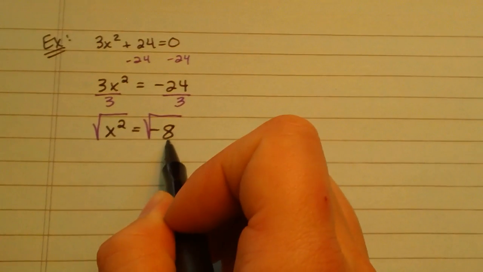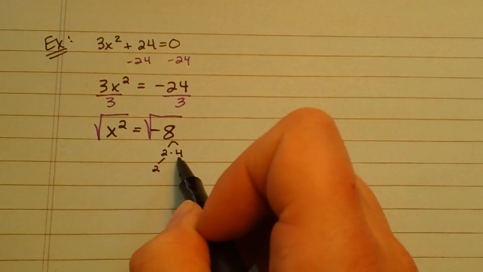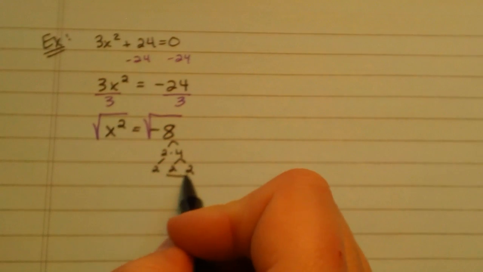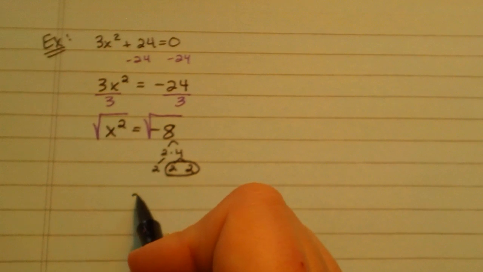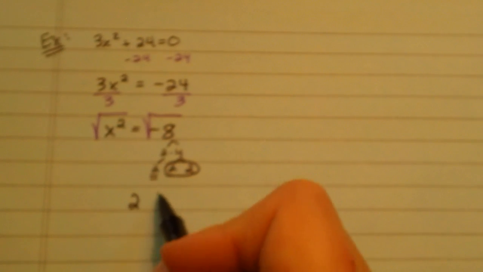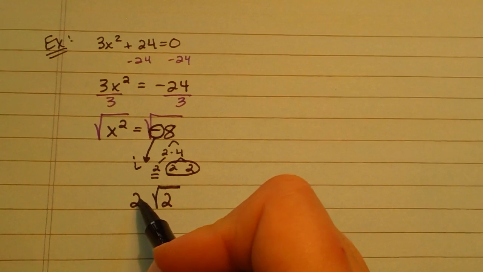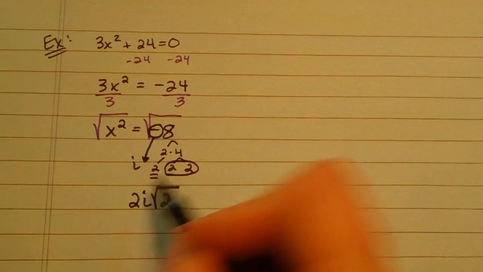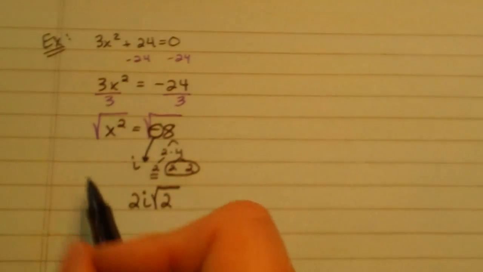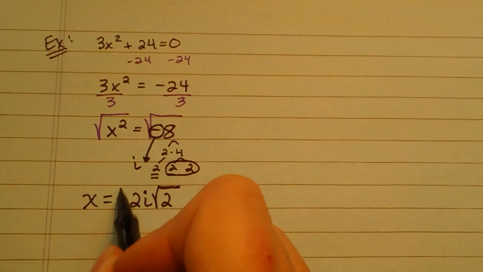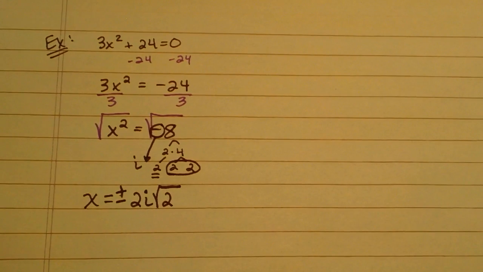That 8 breaks down into 2 times 4. The 2 doesn't break any further, but the 4 breaks into a 2 and a 2. So I can bring out a pair of 2s, so I'll have a 2 out in front. This other 2 has to stay in, square root of 2. And remember, this negative comes out and turns into an i, and that belongs between the coefficient and the radical. So 2i times the square root of 2. On the left side, square root of x squared is x. So x equals plus or minus 2i times the square root of 2.